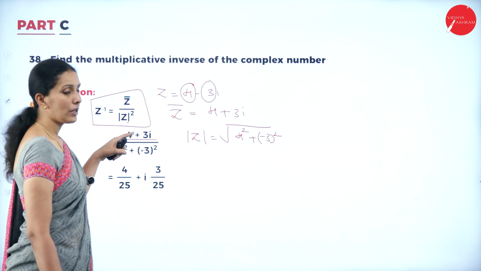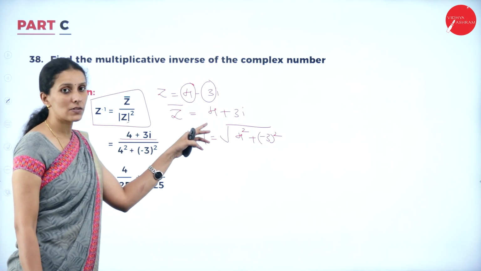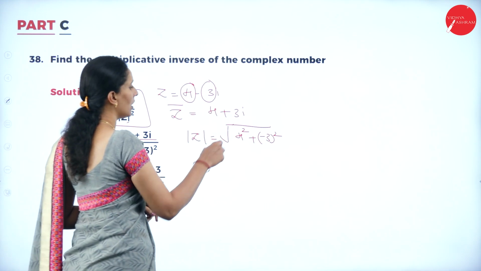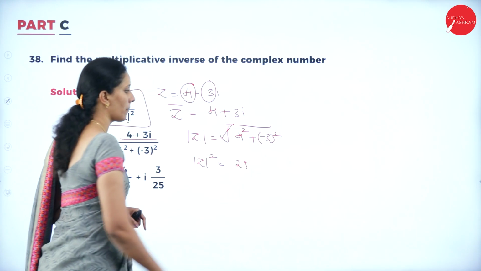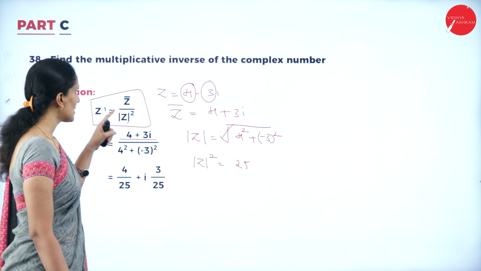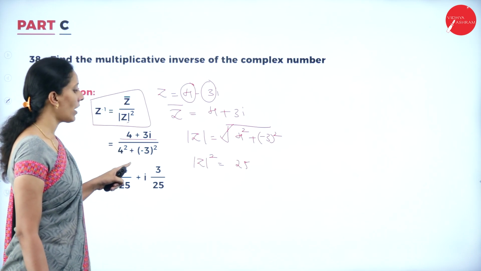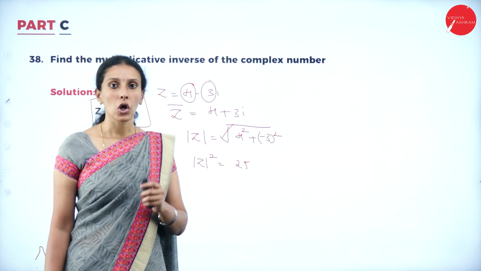Write the conjugate for the complex number given and divide it by modulus square. Remove the square root here, you will get the modulus square. That is 25. Without the square root, it is mod z square. Hence, writing the conjugate and dividing it by mod z square will give you the multiplicative inverse of a complex number.